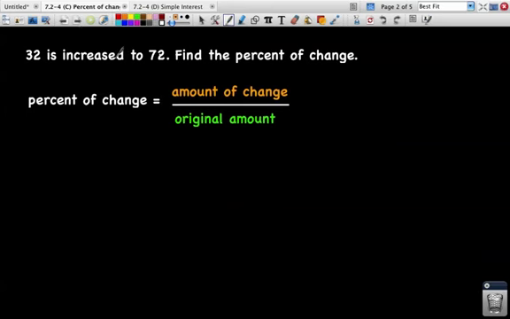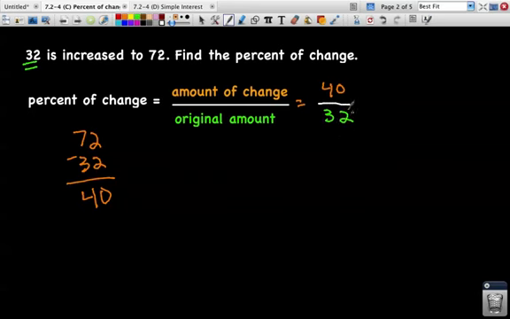So 32 is increased to 72. Find the percent of change. Okay, so remember, I'm using the amount of change over the original amount. My amount of change is going to be whatever the difference is between 32 and 72. I can just find the difference by subtracting the smaller number from the bigger number. It doesn't matter which way we do it. When I do this, I'm going to get 40. So my amount of change is 40, and I'm going to put that over my original amount, which was 32. That's where we started. So this becomes 40 over 32.